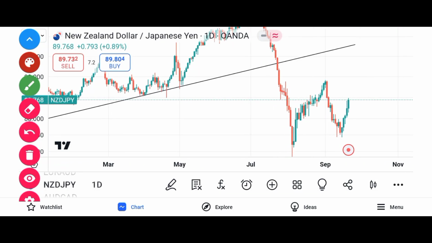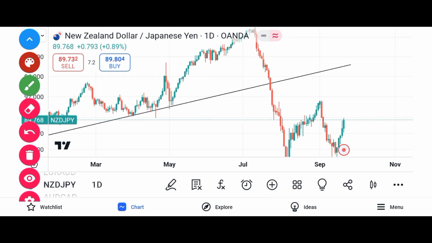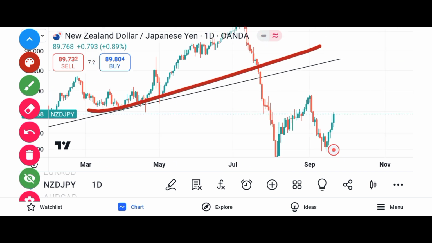Now, this is an example of a trend line breakout. Look at this. These ones are not breakouts. Remember, I told you if it did not close below it, it's not a breakout. So look at this breakout now.